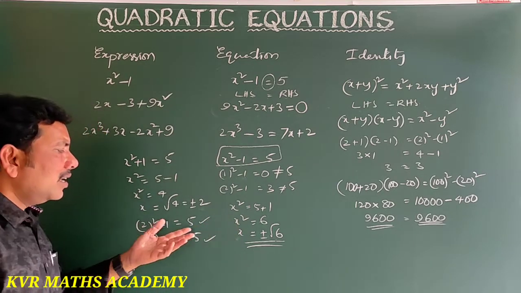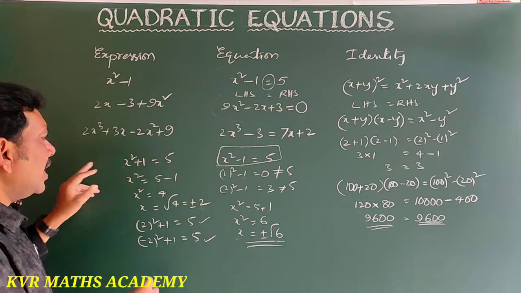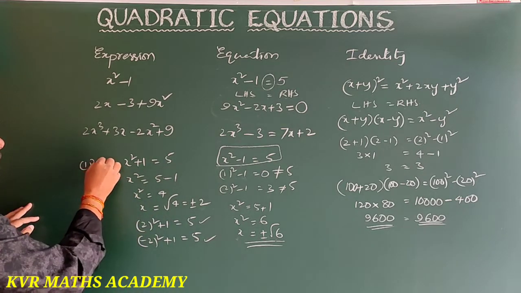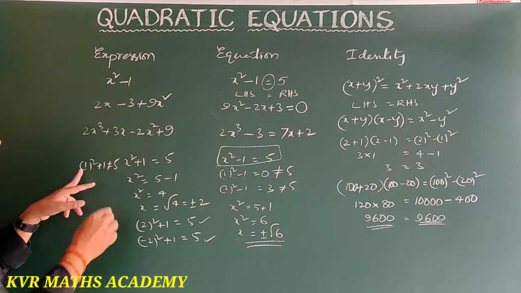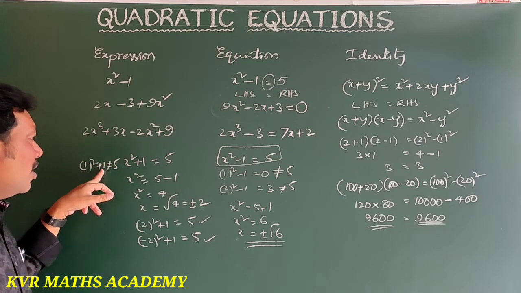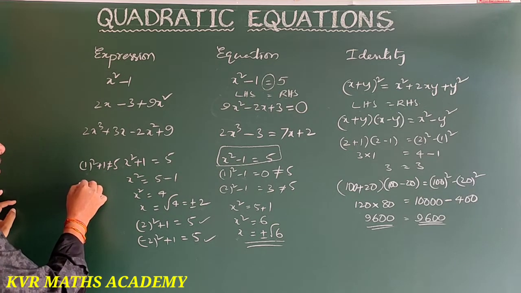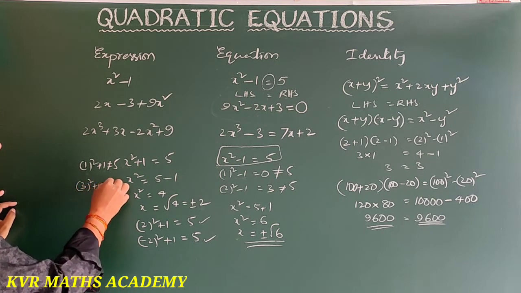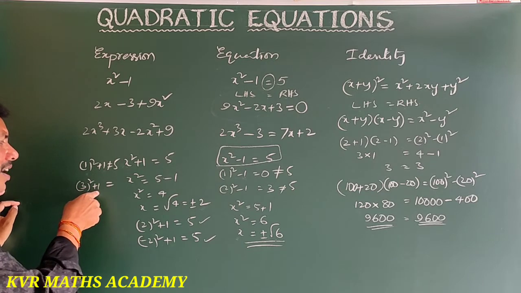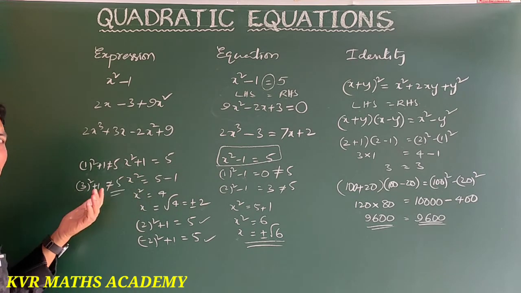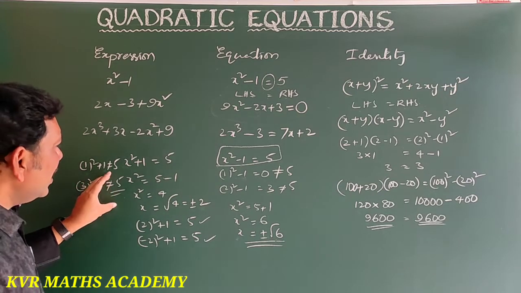These both are equal. Suppose I have taken 1 only in the place of x. 1 square plus 1 is not equal to 5, isn't it? 1 square means 1, 1 plus 1 is 2 only. 2 is not equal to 5. Suppose 3 square plus 1. 3 square is 9, 9 plus 1 is 10. 10 is not equal to 5, right?